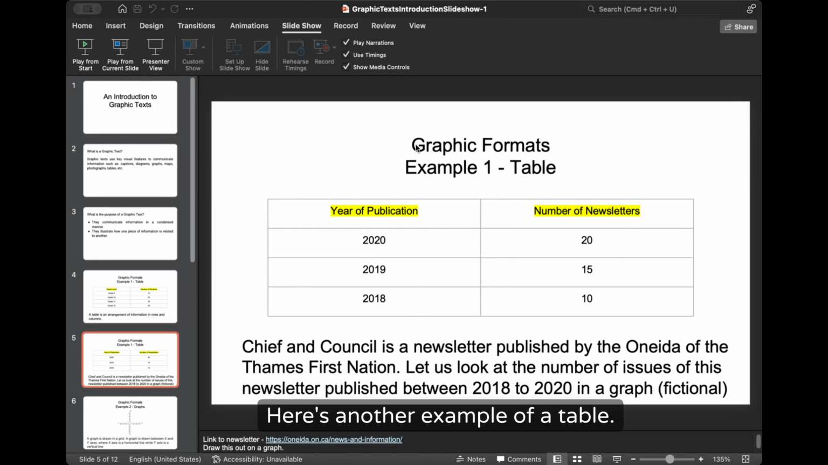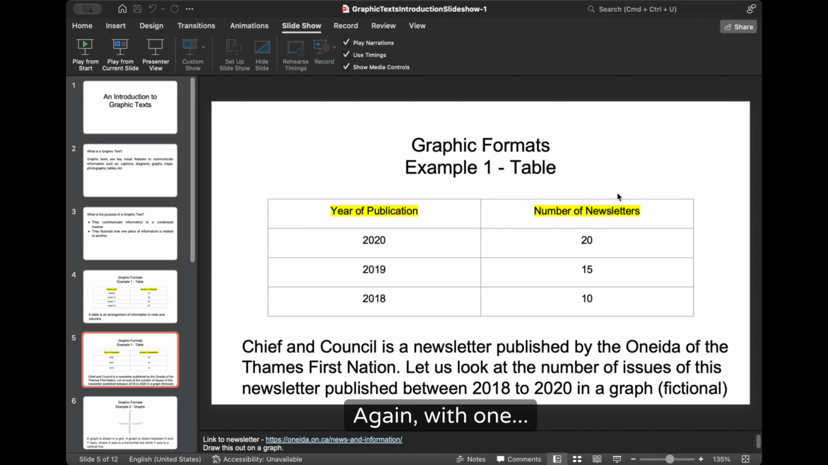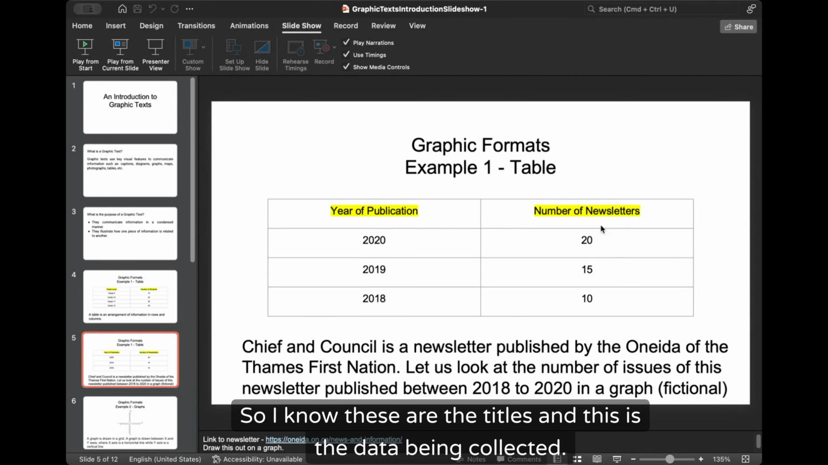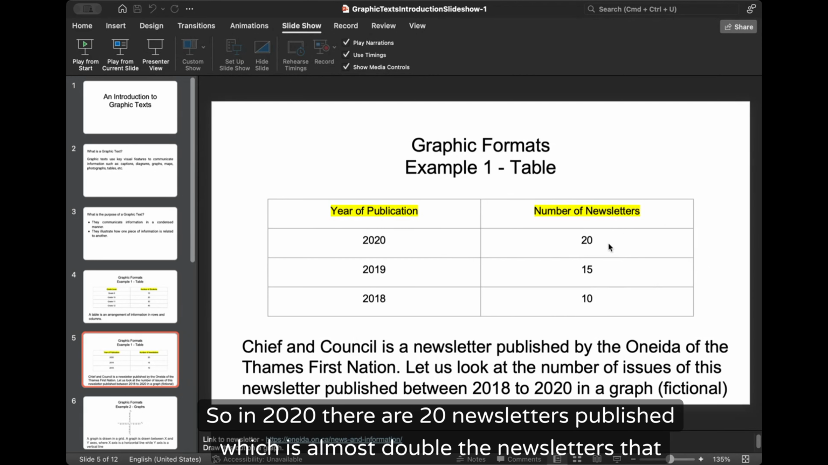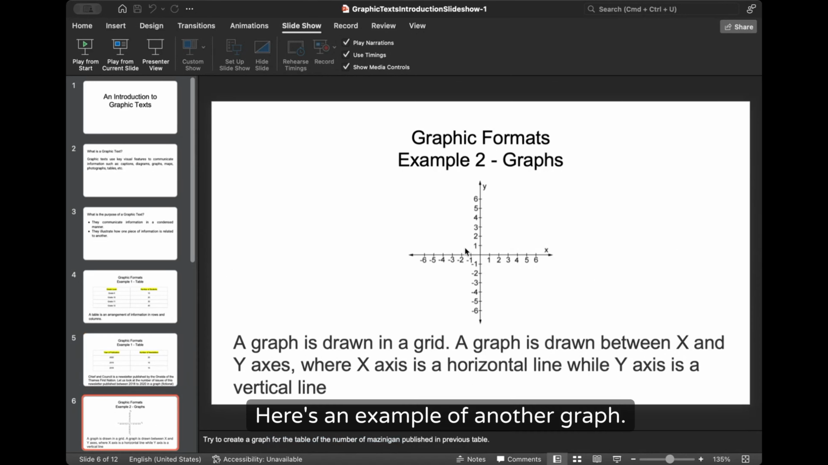Now, here's another example of a table. It's just a newsletter and how many issues it was published in each year. Again, I was able to discern this based on the titles, which are colored differently, and the body of it is colored differently. So I know these are the titles, and this is the data being collected. So in 2020, there are 20 newsletters published, which is almost double the newsletters that were published 2 years ago in 2018.